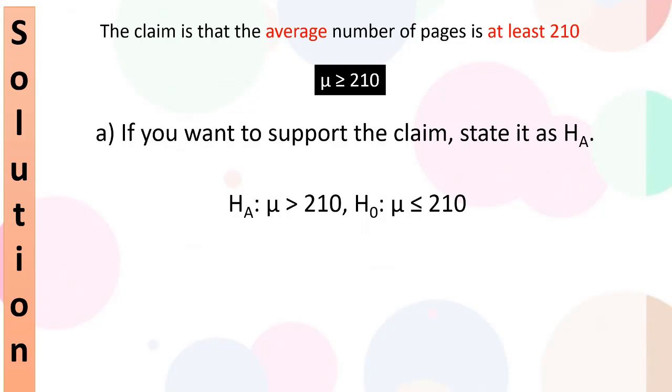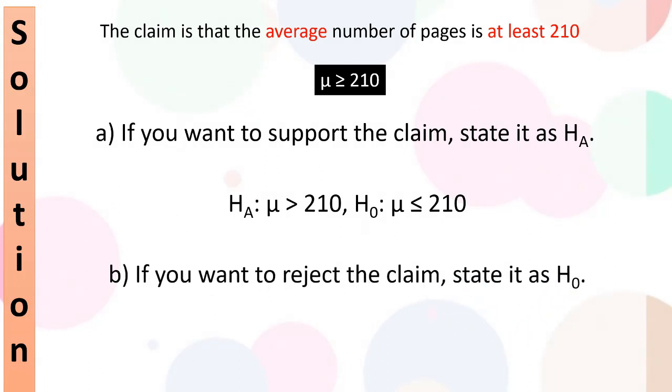If we want to reject the claim, then the claim has to be stated as an H naught. Well, the claim naturally came out in an H naught format with the or equal to in it. So we can leave that claim exactly as is, mu greater than or equal to 210 as our H naught, and make the HA mu less than 210.